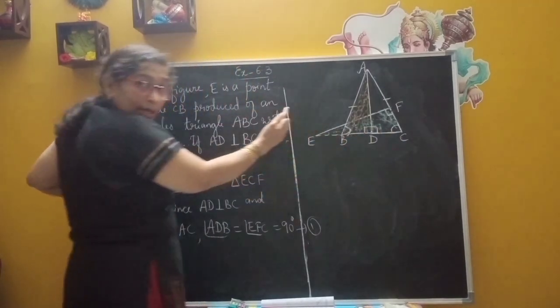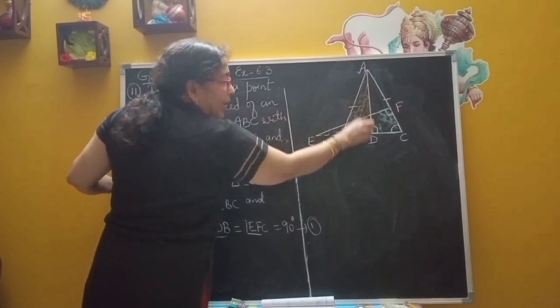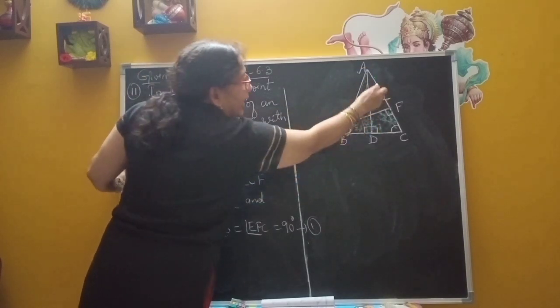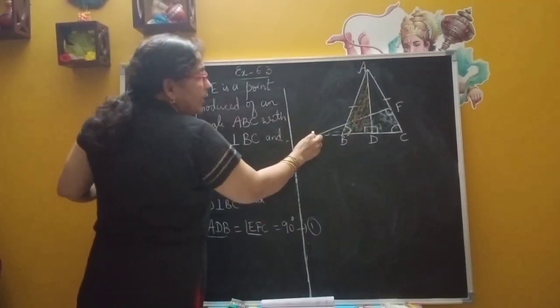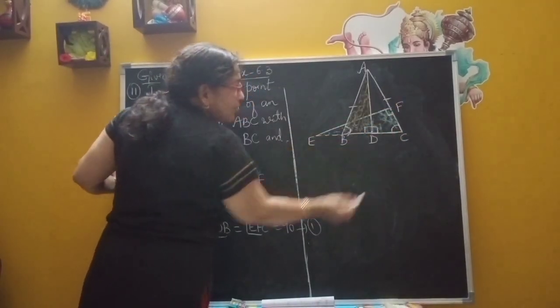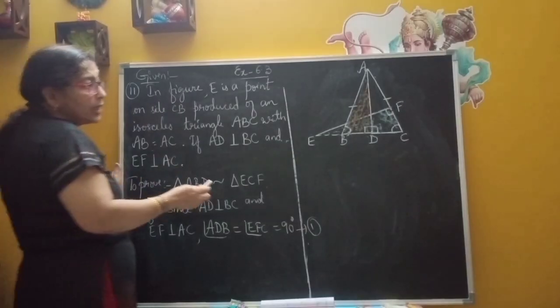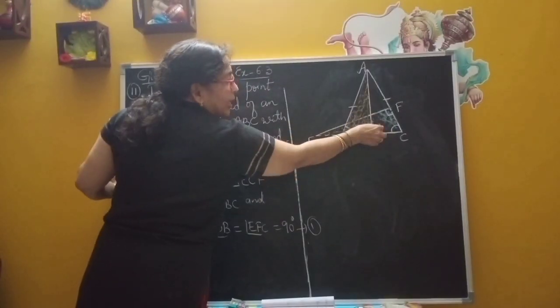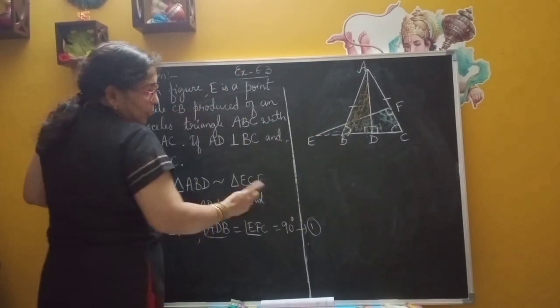But angle B is one of the angles of triangle ABD, and angle C is one of the angles of triangle EFC. So these are nothing but the corresponding angles of the required triangles, these two triangles. So let us write that now.